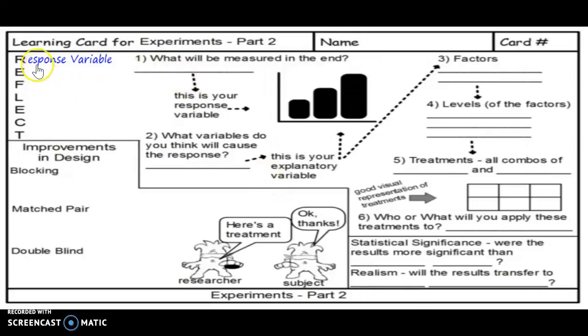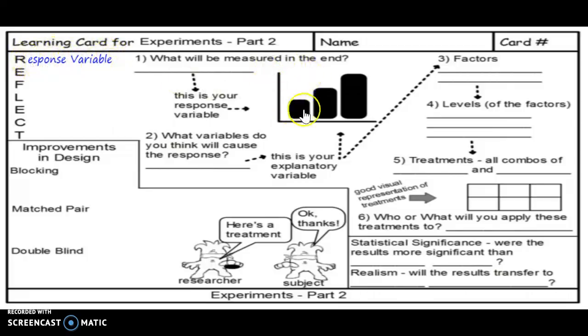Okay, let's fill out our learning card for experiments. We're going to start over here where it says reflect. And this is an acronym for some of the things that we need to remember when we think about experiments. The first thing that we want to look at and recognize when we're looking at an experiment is: what is the response variable?